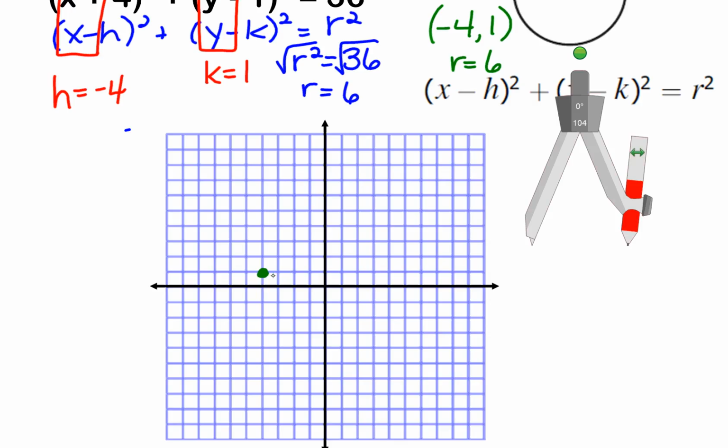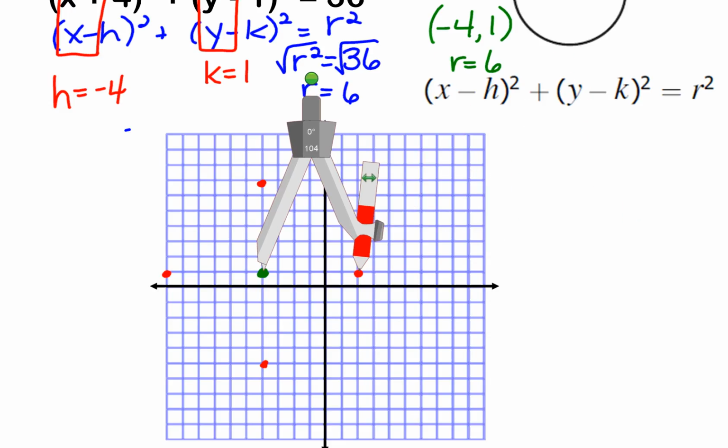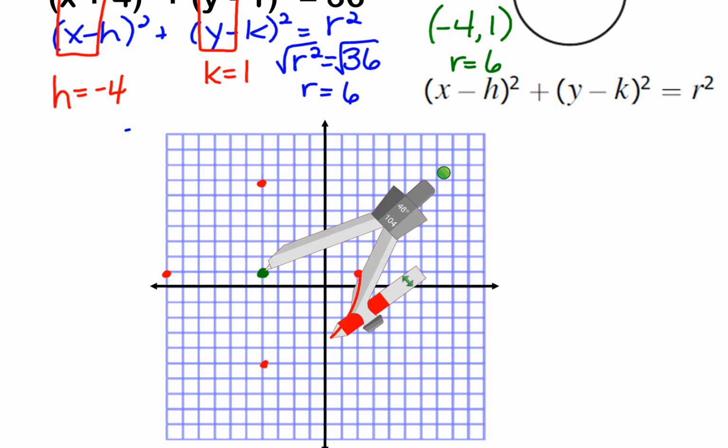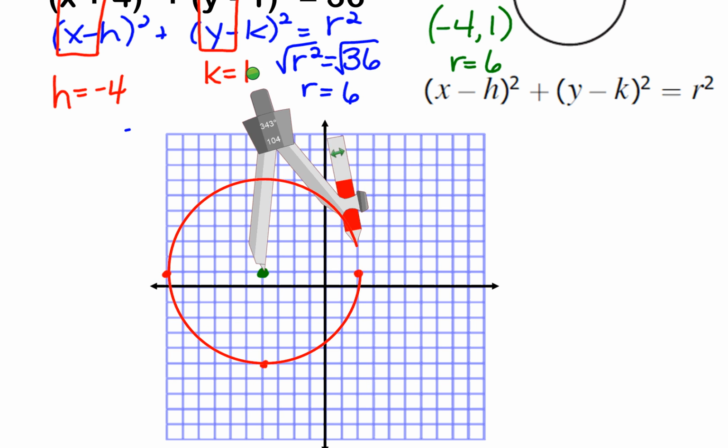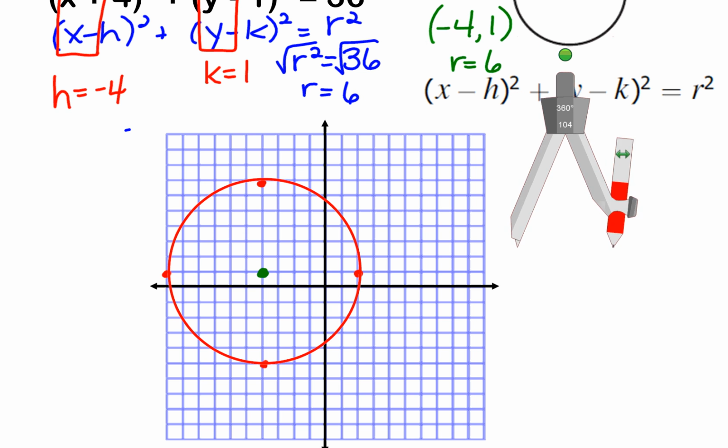So I'll count 1, 2, 3, 4, 5, 6. I'll count down 1, 2, 3, 4, 5, 6. I'll count to the left 1, 2, 3, 4, 5, 6, and then I'll count up 1, 2, 3, 4, 5, 6. Once that's done, I can choose to try to draw a nice circle around, but I usually like to use my compass because I know I'll get a perfect circle. And that's it.